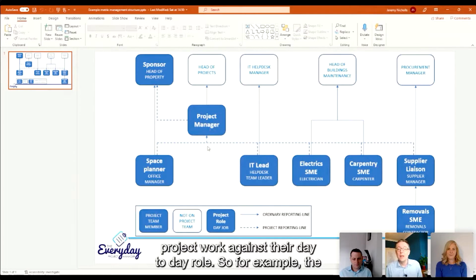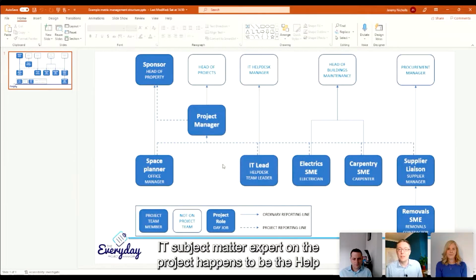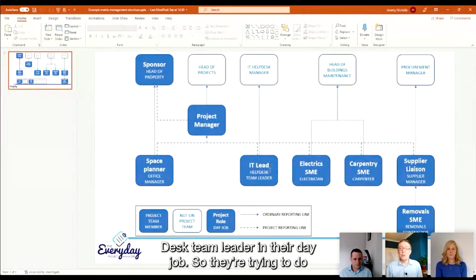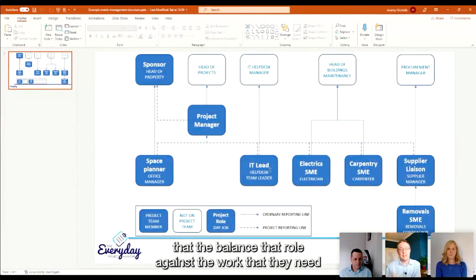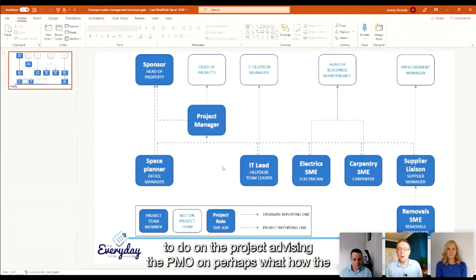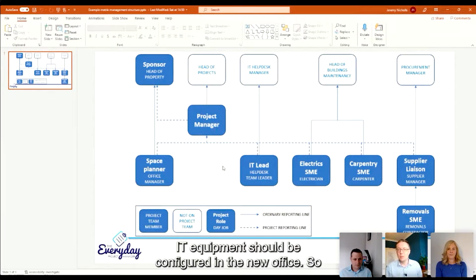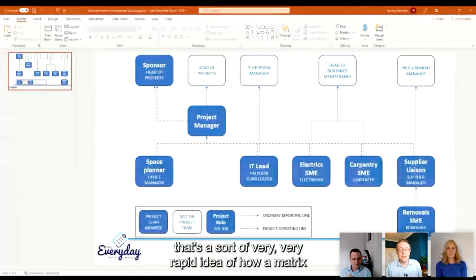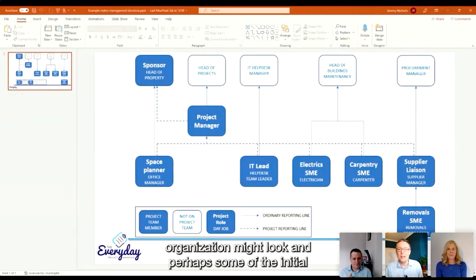For example, the IT subject matter expert on the project happens to be the help desk team leader in their day job. So they're trying to balance that role against the work they need to do on the project, advising the PM on perhaps how the IT equipment should be configured in the new office. That's a very rapid idea of how a matrix organization might look, and perhaps some of the initial challenges.